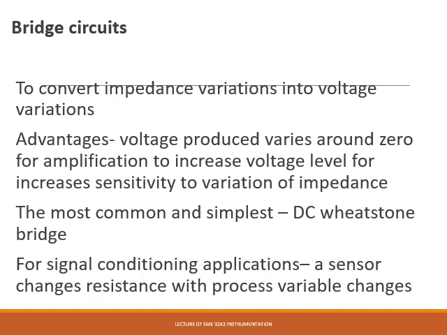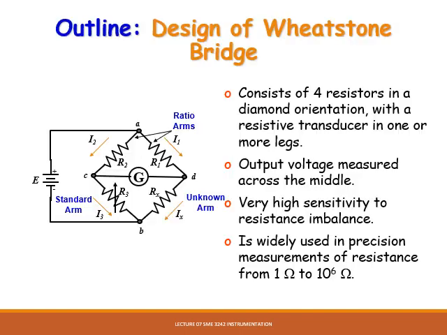We are going to discuss the DC Wheatstone bridge, which is the most common and simplest bridge circuit. The application of this DC Wheatstone bridge is normally as signal conditioning, where it will be used together with a sensor that has changes in resistance, and therefore we need to convert that resistance into voltage.